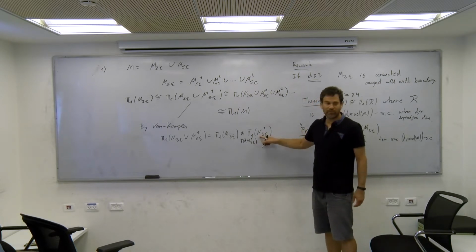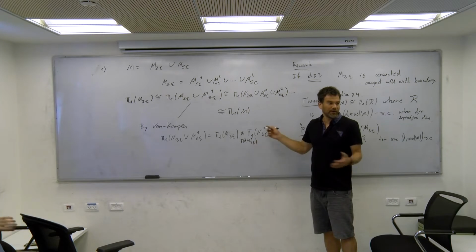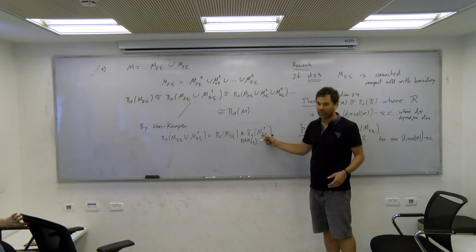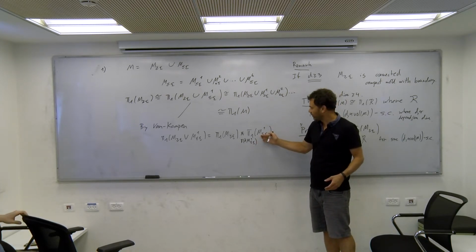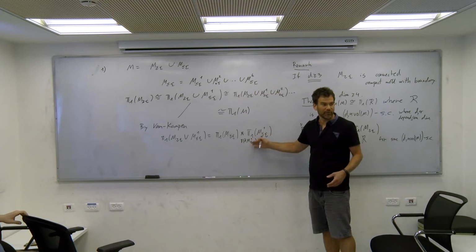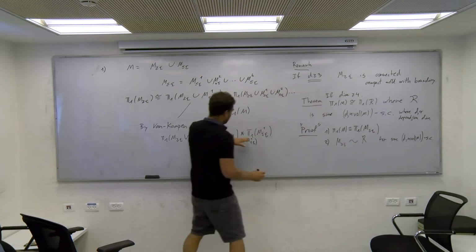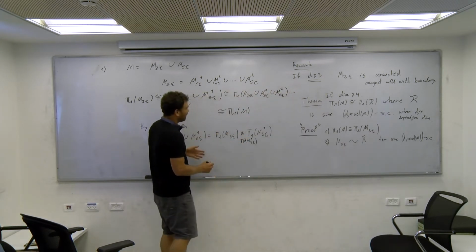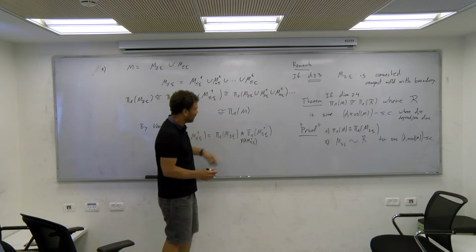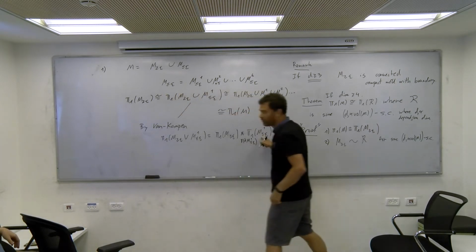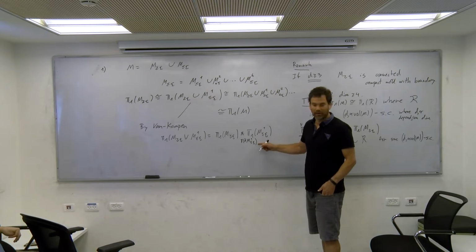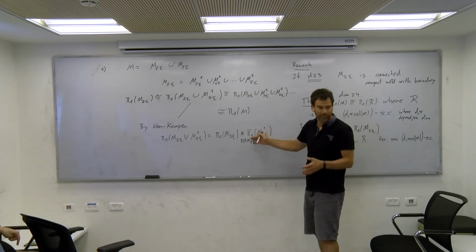If it's a cusp, then this and this are the same thing, because there is a deformation retract from the cusp to its boundary. So in the cusp case, this is obvious. In the tube case, so suppose this is a tube.